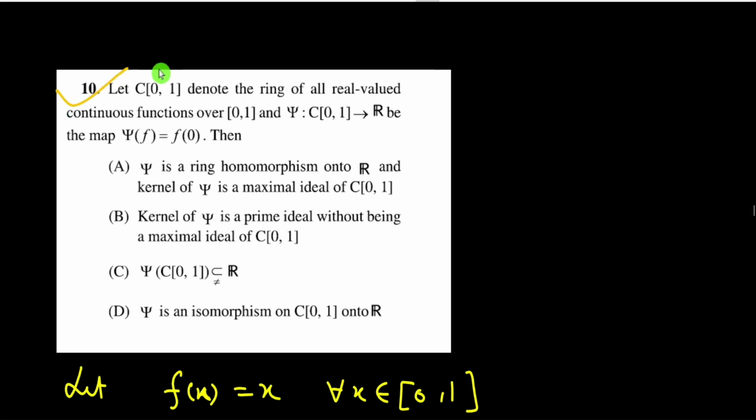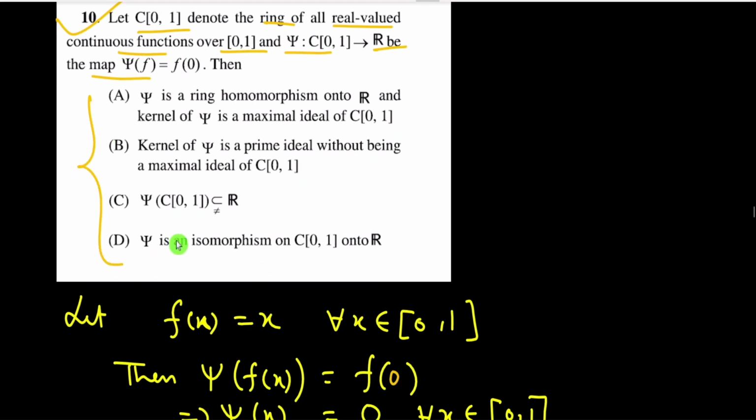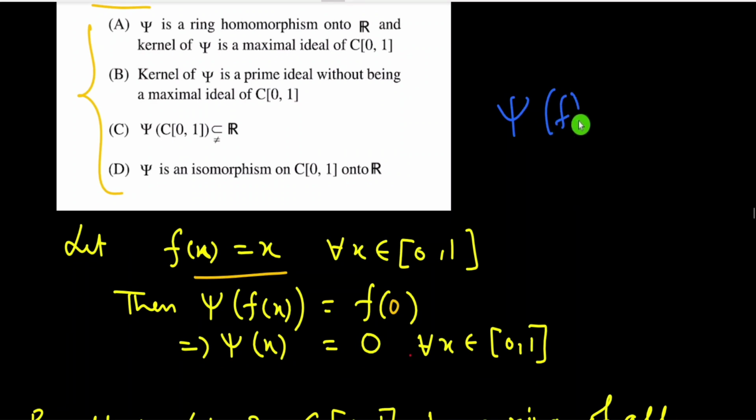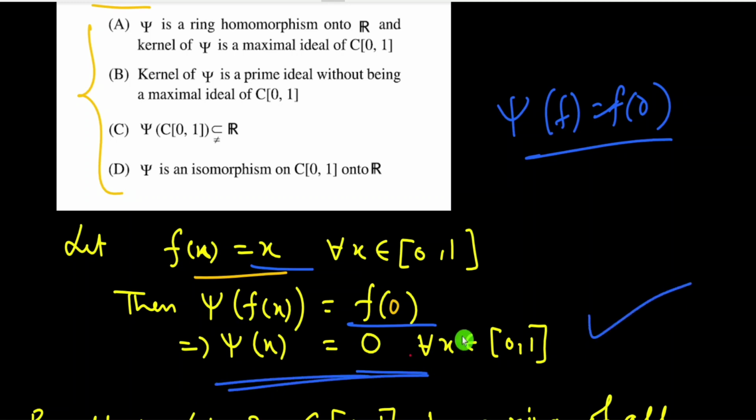Now question number 10. Question number 10 says: let C[0,1] denote the ring of all real valued continuous functions over [0,1], and psi from C[0,1] to R be a map such that psi of f equal to f(0). Let us take a function f(x), then these four options are given here. First let us take the function f(x) equal to x. You can also take f(x) equal to a constant function. Now psi of f equal to f(0) we apply here, and f(0) gives simply 0, and therefore psi(x) equal to 0.